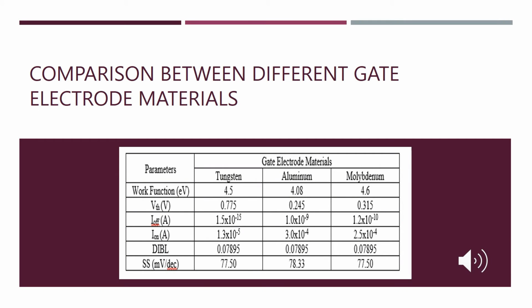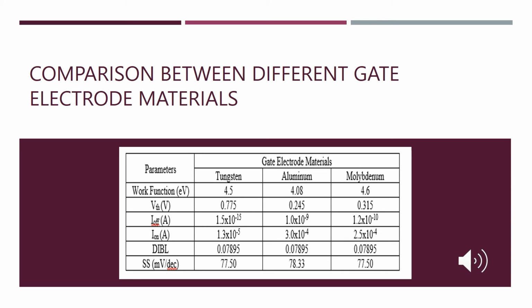Comparison between different gate electrode materials. We have tested 3 kinds of gate electrode materials, which are tungsten, aluminium, and molybdenum. The work functions of tungsten and aluminium have not been specified, since they are already in the list in the simulator. But for the molybdenum, we put in a work function of 4.6 to simulate it. Here we can see the values of VTH, I off, and I on that we obtained from the ID-VD and ID-VG graphs.